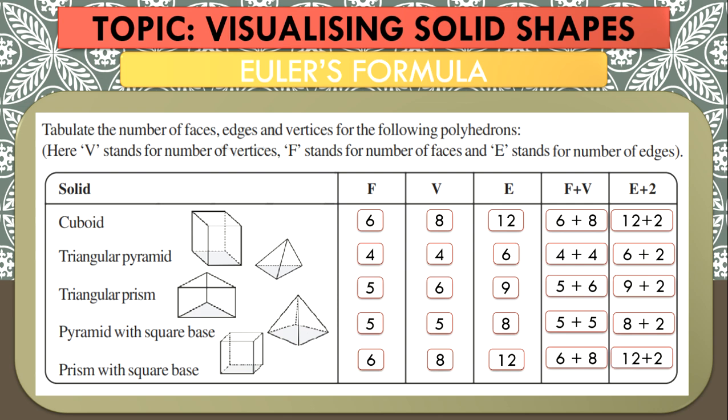So let us see what is the connection between f plus v and e plus 2 in each case. In the first one, the total comes to be 14 for both. In the second case, the total comes to be 8 for both. In the third case, it is 11 for both. In the fourth case, it is 10. And in the fifth case, it is 14. So we find that f plus v and e plus 2 are the same in all these cases.